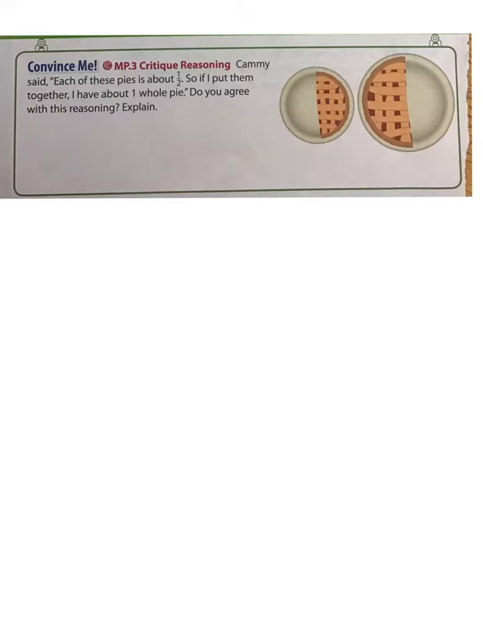Look at the bottom of the page where it says convince me. Cammie said each of these pies is about a half, so if I put them together, I have a whole pie. Do you agree with this reasoning? Well, no, I do not agree, because if I look at the pies, this one is smaller than this one. So if I put them together, I will have more than half, but I will not have a whole because they are not the same size.